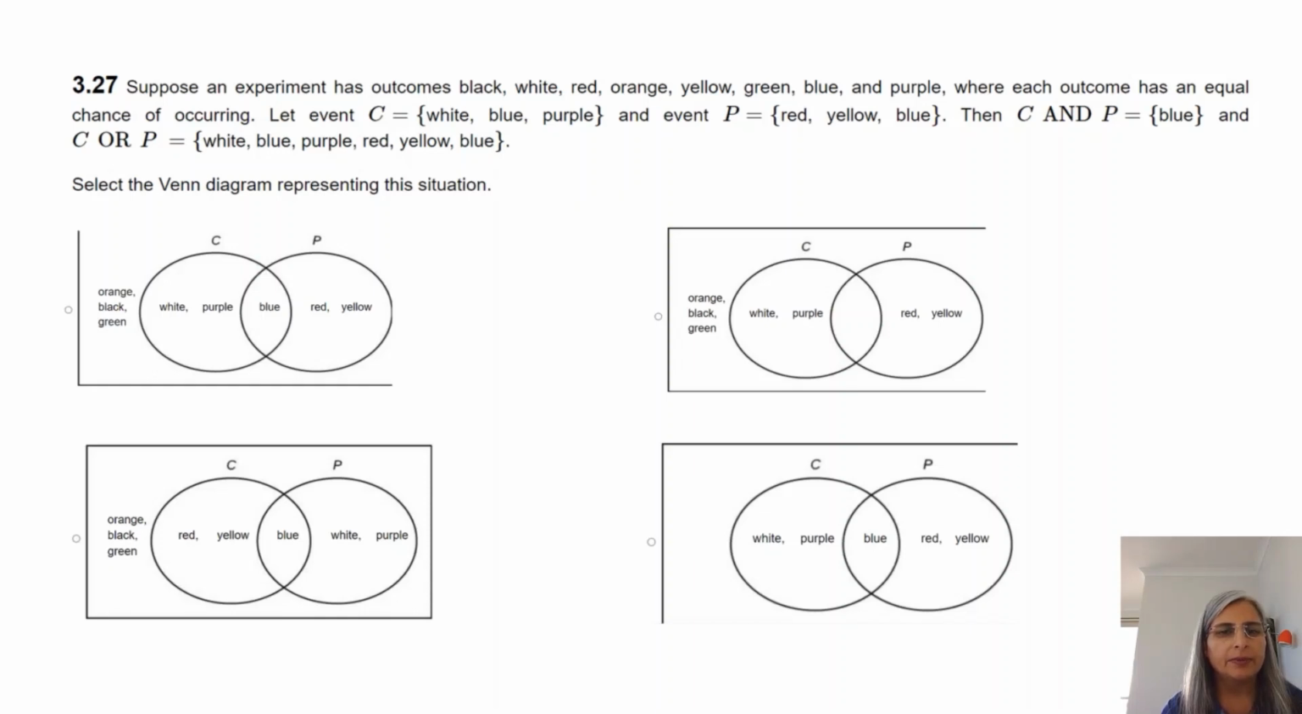Now we consider an example where we find some answers to some questions. We are considering an experiment that has outcomes as colors. These colors are black, white, red, orange, yellow, green, blue, and purple. Each outcome has an equal chance of occurring. Let event C be that the outcomes are white, blue, and purple. So that is one set of outcomes. And there is an event P when the outcomes are red, yellow, or blue. That's the second set of outcomes. And we see that the intersection of C and P is just blue. Am I right? And the union of C and P, which we call C or P, contains all the elements in C and in P. Is that correct also?